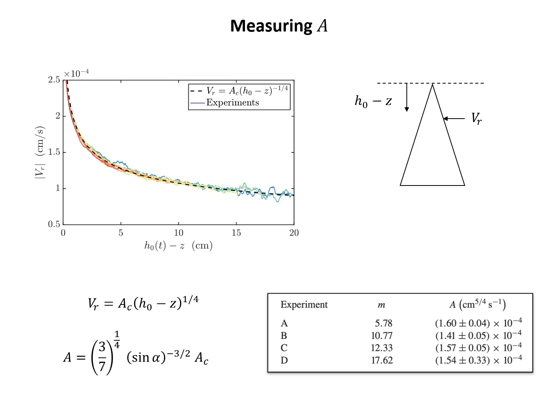We measured the parameter A from our experiments. So we examined the recession rate of the boundary in the horizontal direction, the radial direction, as a function of distance from the tip, h0 minus z. We then fitted a function of the form AC times distance from the tip to the power of a quarter. From AC, we can get the parameter A, which depends on just the material that we're using in the experiments. We found for the 4 experiments we did, we got similar values for A. So around 1.4 to 1.6 times 10 to the minus 4.